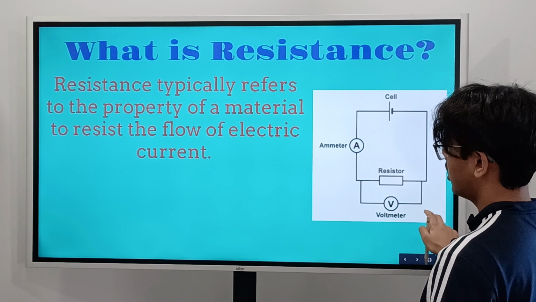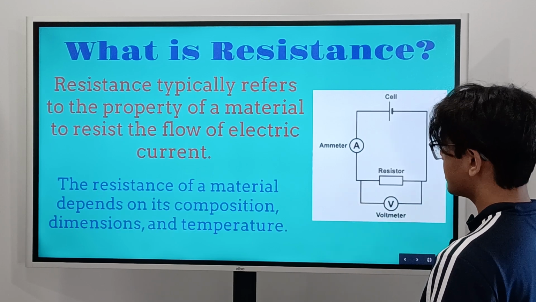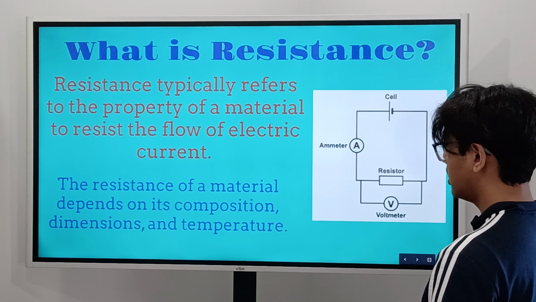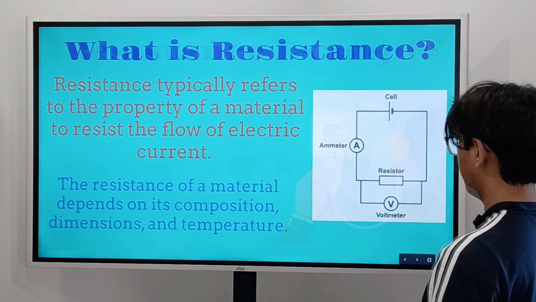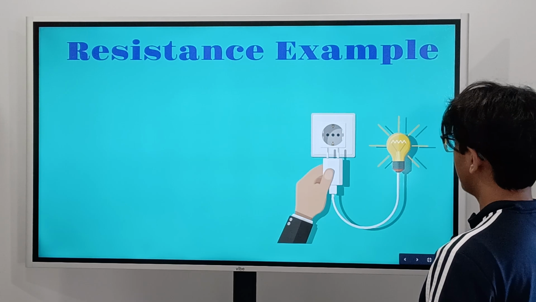So that's the job of a resistor, and we're going to cover more about that later on in this video. And basically also, the resistance of a material depends on its composition, its dimensions, and its temperature. So now let's go over a resistance example.